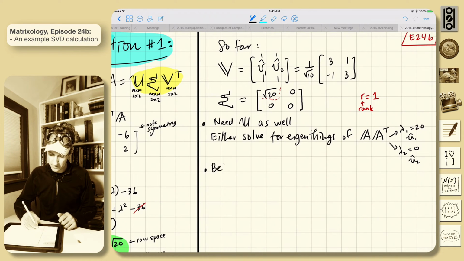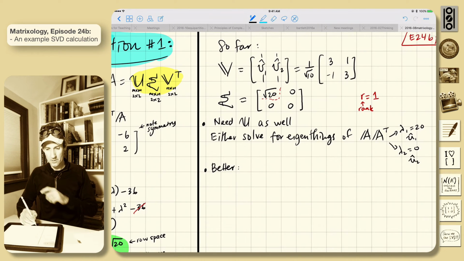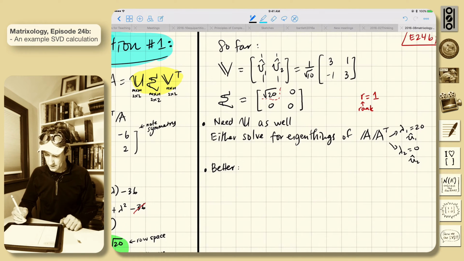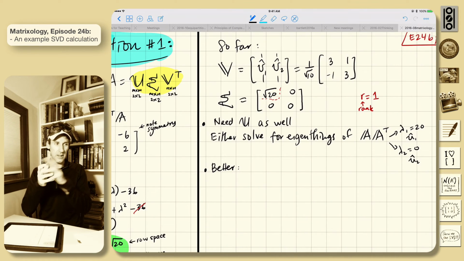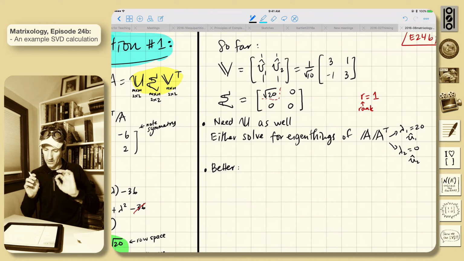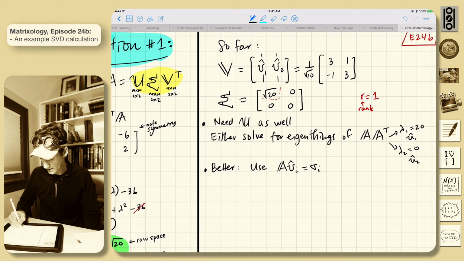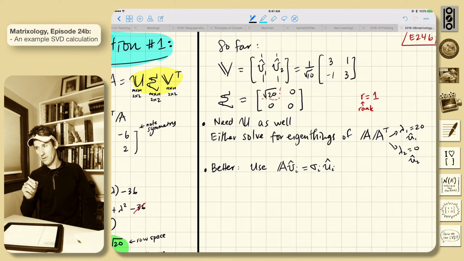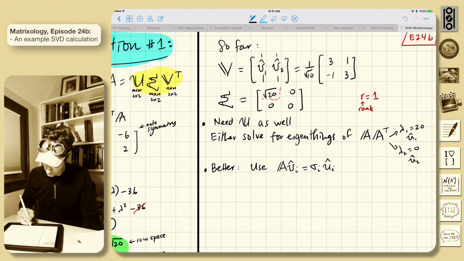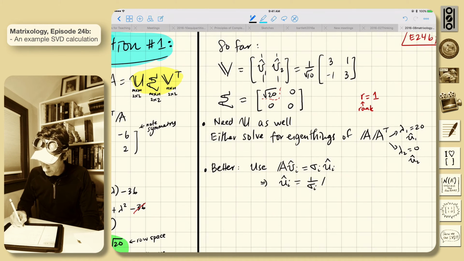So better is to use the connection between, right, that A sends V to U, Vi to Ui, multiplying by A. So use this connection. This is the basic story we're trying to figure out. A Vi equals sigma i Ui. See, we have to be a little bit careful with the left null space, but we'll get to that. Okay, so just switching this around means that Ui equals 1 over sigma i A times Vi.